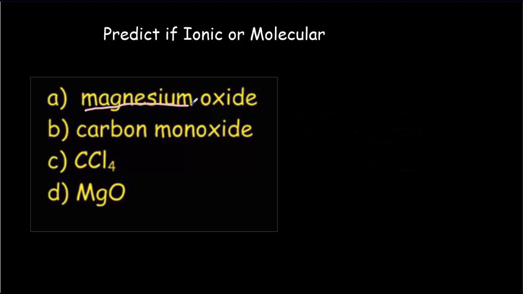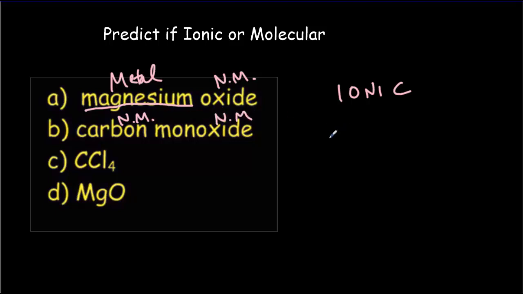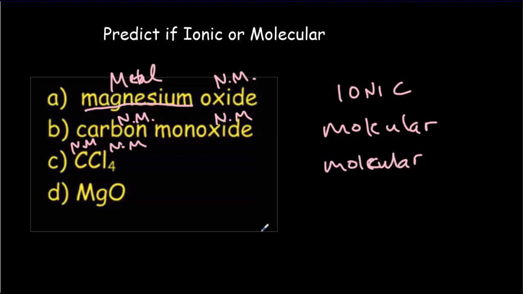First one starts with magnesium, way over on the left-hand side of the periodic table. So that is a metal. It's joining here with oxygen on the right-hand side of the periodic table, a nonmetal. So this is going to have to be ionic. Second one, carbon, over on the right-hand side of the periodic table, nonmetal. Oxygen, also a nonmetal. So this is going to be molecular. Carbon, nonmetal. Chlorine, nonmetal. So this one is molecular. And finally, we've got magnesium again over on the left-hand side of the periodic table. That's a metal. So this one's going to have to be ionic.